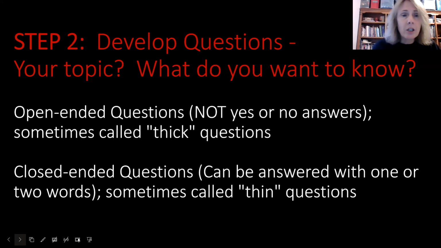When you are doing research, you should have both types. You should have a couple closed-ended questions, and you should have a couple open-ended questions. And the development of your questions, again, should always go back to like, well, what do you really want to know?